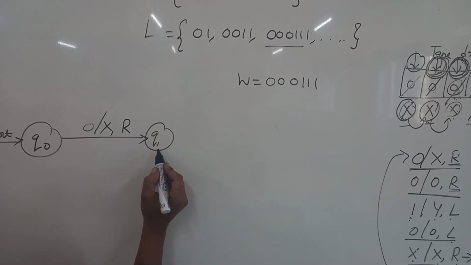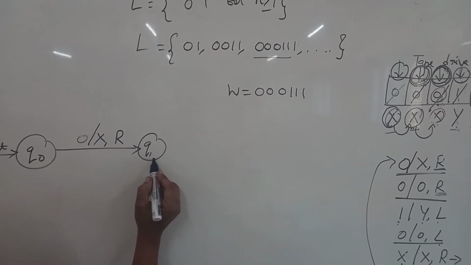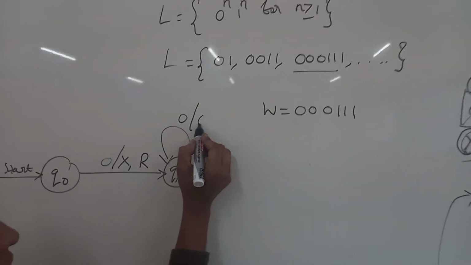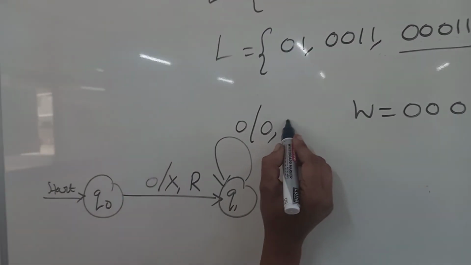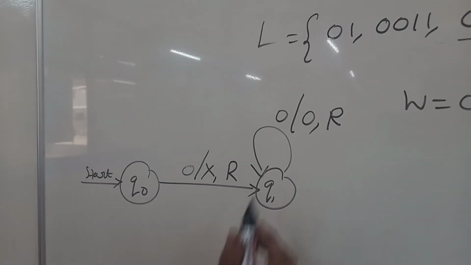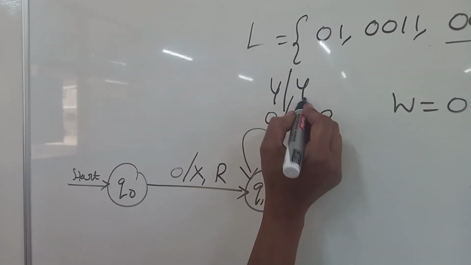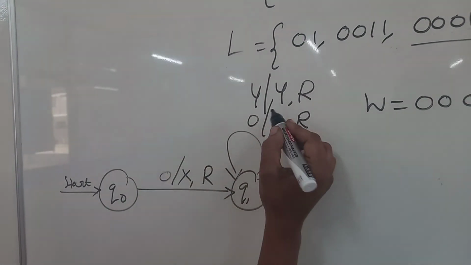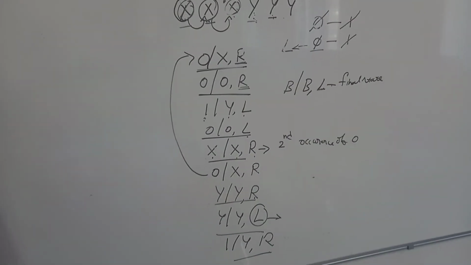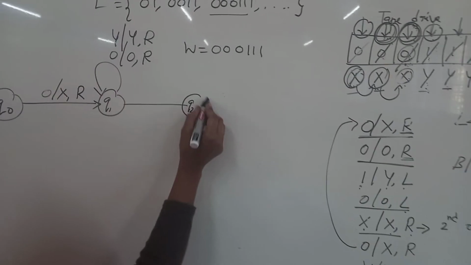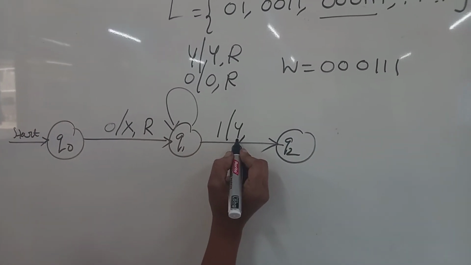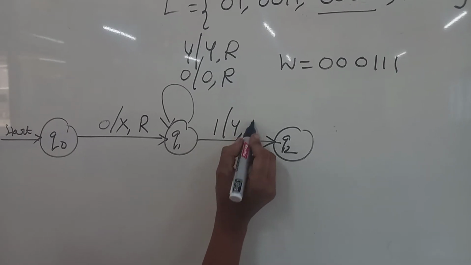In Q1, we need to search for the first occurrence of 1. Until then, if it is 0, we retain that 0 as it is and move to the right direction, and for y, y should be retained as it is and we move to the right direction. All these transitions I already explained, just observe them. Now, in the Q1 state, if we get the symbol 1, that 1 should be updated with y, and then we move to the left direction.